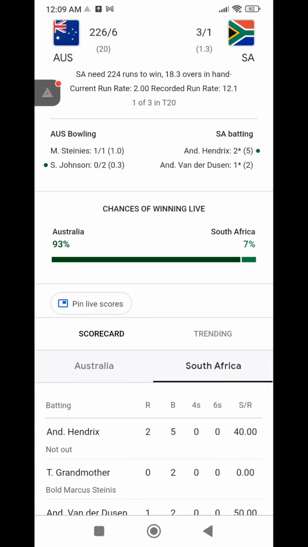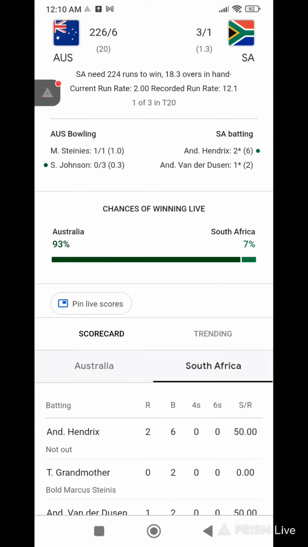Three for 1. Hendricks 2 of 5 balls and Van der Dussen 1 of 2 balls. Johnson. So Australia versus South Africa, first T20 match. Australia scored 226 for the loss of 6 wickets, and in reply, South Africa 3 for 1. Current run rate is 2 and the required run rate is 12.1.